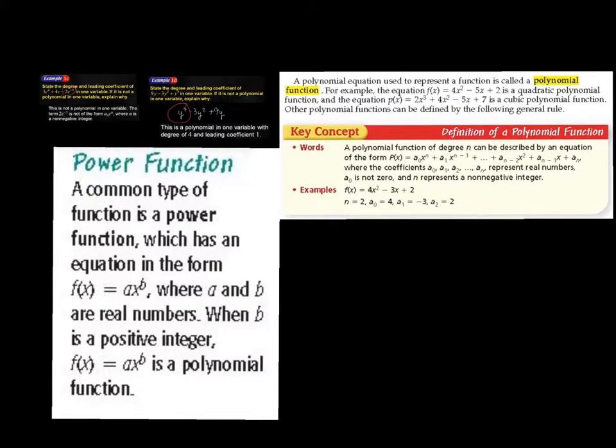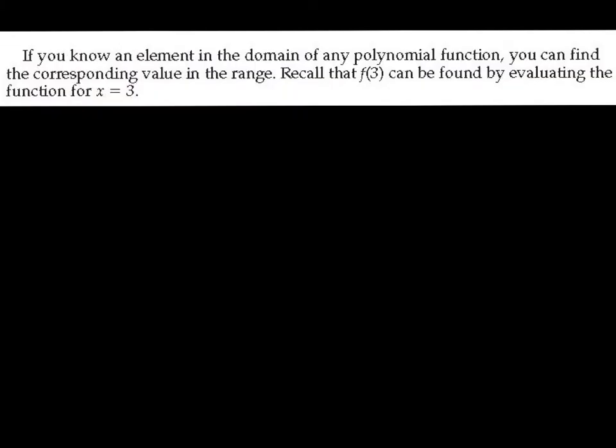A common type of function is a power function, which has an equation in the form f of x equals a x to the b, where a and b are real numbers. When b is a positive integer, f of x equals a x to the b is a polynomial function. If you know an element in the domain of any polynomial function, you can find the corresponding value in the range. Recall that f of 3 can be found by evaluating the function for x equals 3.